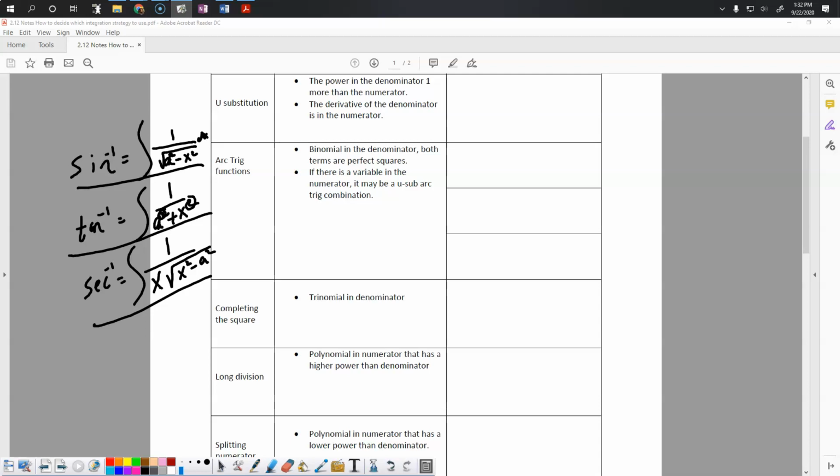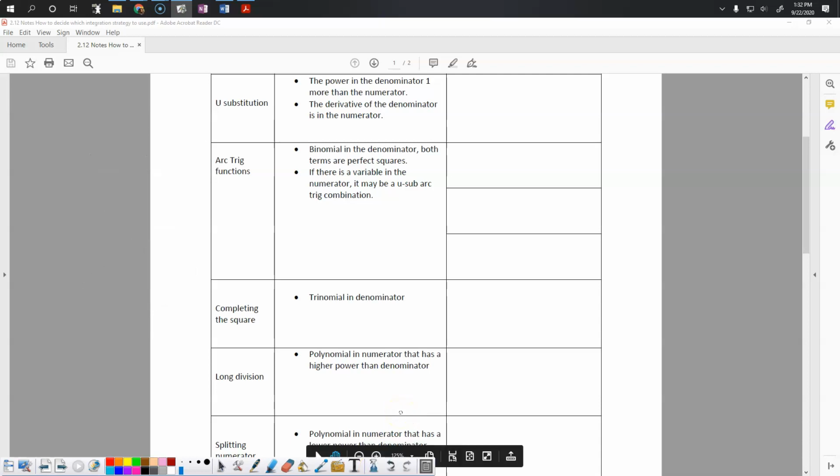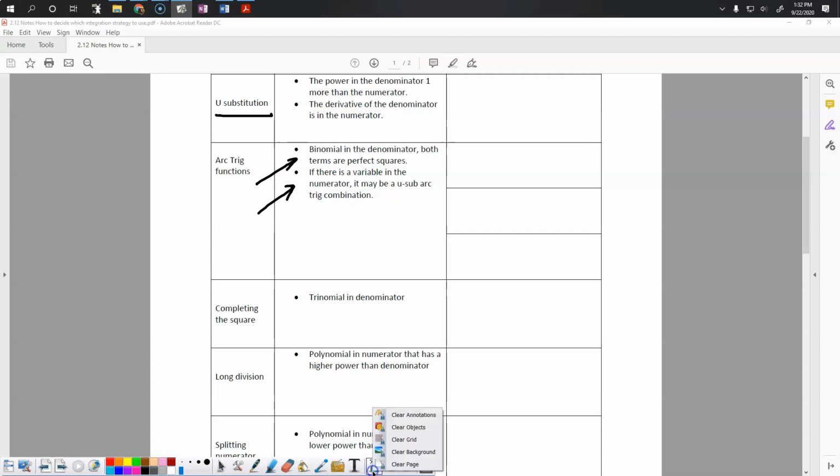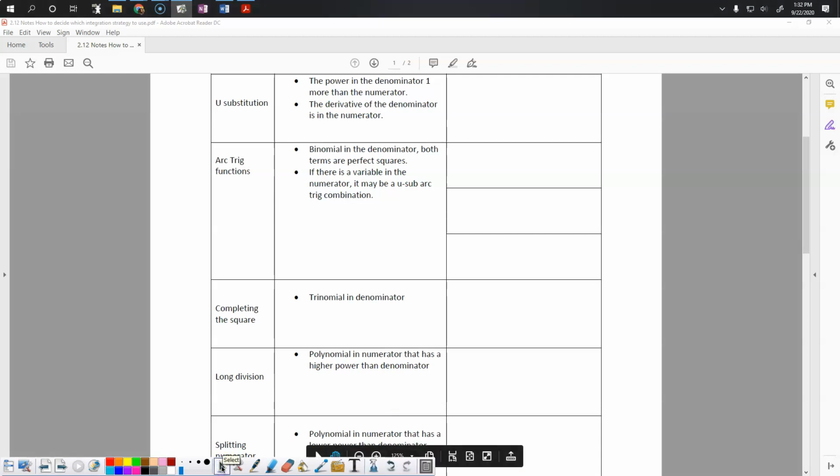Okay? But remember, just because you see a square root doesn't mean it's going to be arctrig. It could be U-sub. The difference will be that with U-substitution, the power inside the square root will always be 1 less than the numerator, whereas for arctrig, that's not the case. Okay? So, binomial in the denominator, both terms are perfect squares. Second, if there's a variable in the numerator, it may be a U-sub arctrig combo, and you'll see what I mean by that in a minute. But for now, that's what we're looking for.